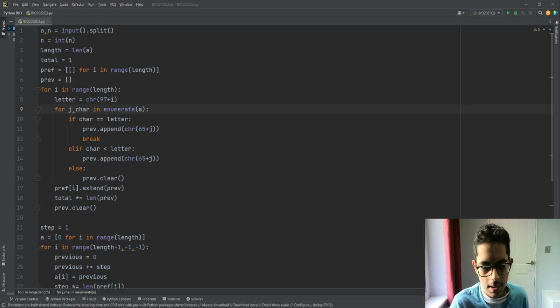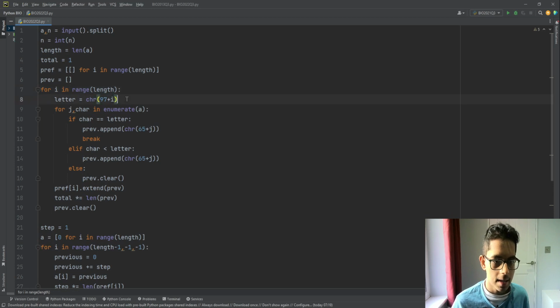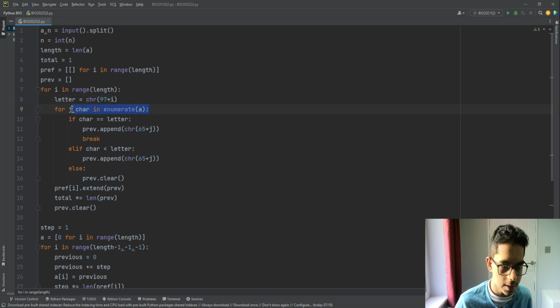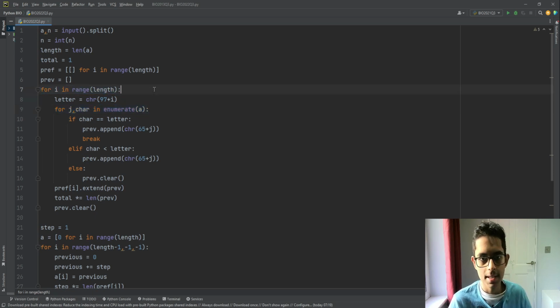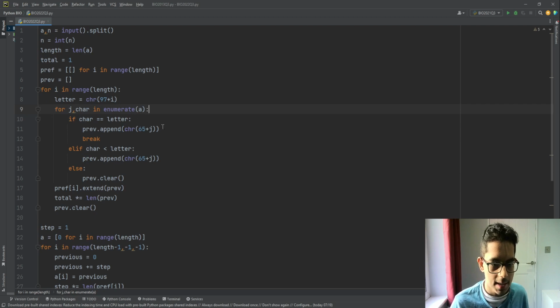What we have over here is for I in range len, we iterate through all possible ones. Letter, lowercase letter, is basically 97 plus I. This is the lowercase ASCII value for the lowercase letters. And what we do is we iterate through each possible character. This is iterating through each possible lowercase character, i.e. each possible number, A, B, C, and D. And now we iterate through each of the parking placements. Now, if char is equal to the letter, then we basically need to append that particular letter to our prev array.